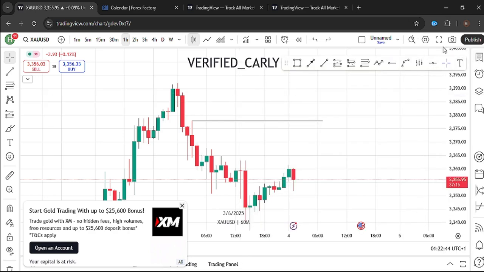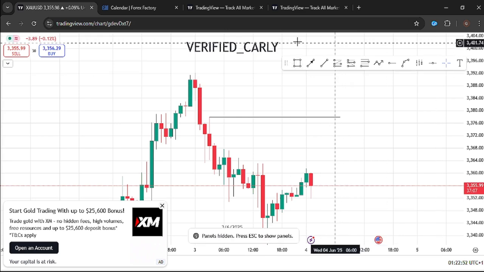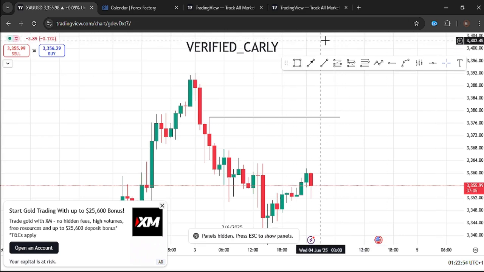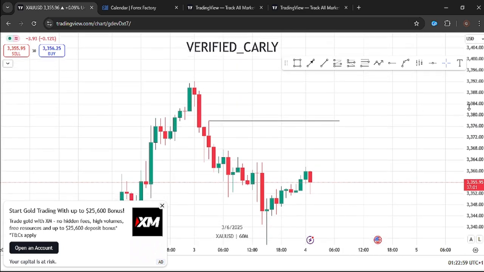Then this one is full screen. Let's move to the next. You see, full screen mode. If you click it now, the chart will be in full screen. There won't be any space for all those time frames indicator. It will be full screen. Okay, so that's the use of full screen.